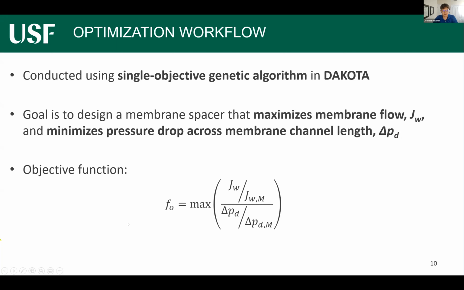And so once we had that highest performing spacer, we then optimized the geometry of it. We did this optimization using a single objective genetic algorithm with a goal to design membrane spacers that can maximize the membrane flow JW and minimize the pressure drop across the membrane channel length delta PD. And the objective function basically does what I just said.